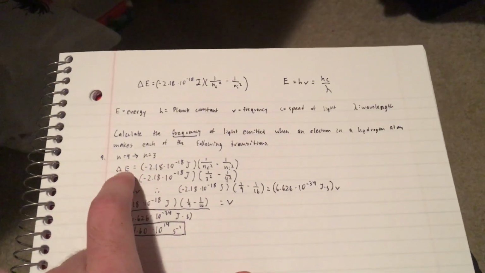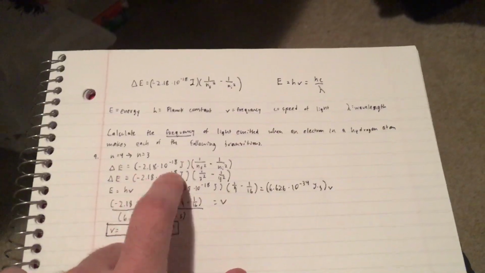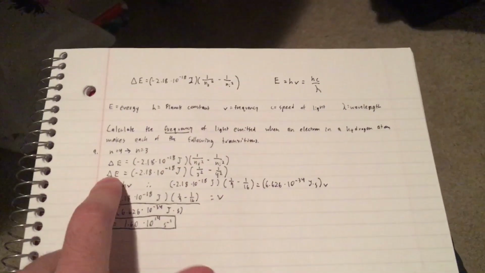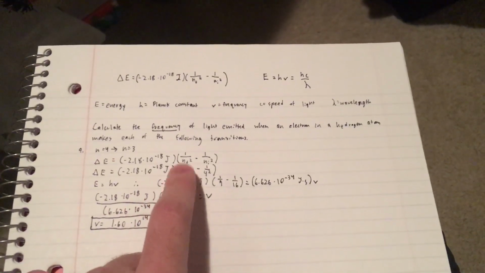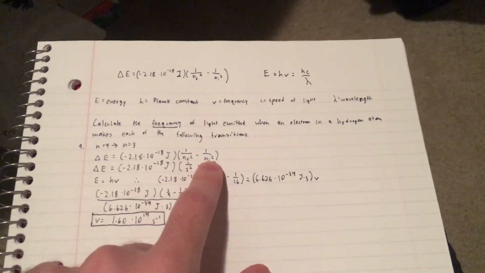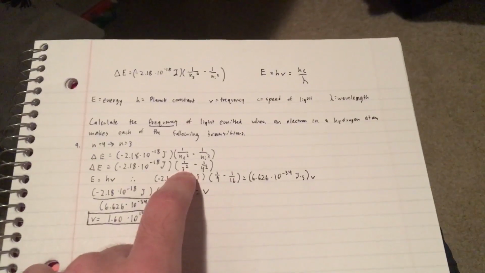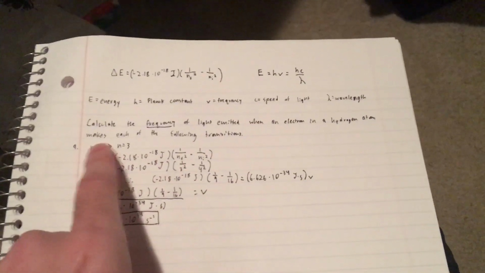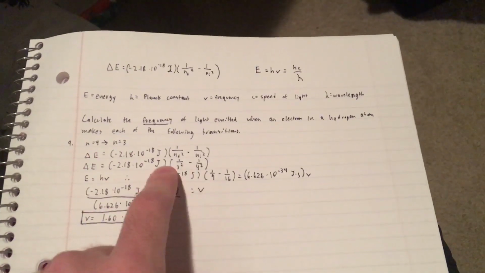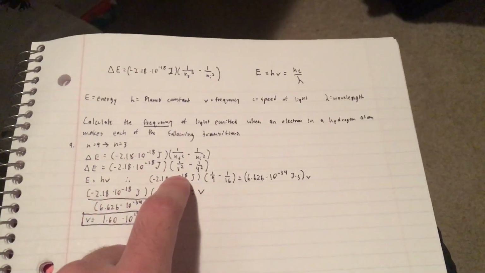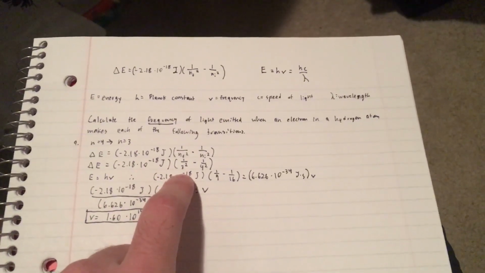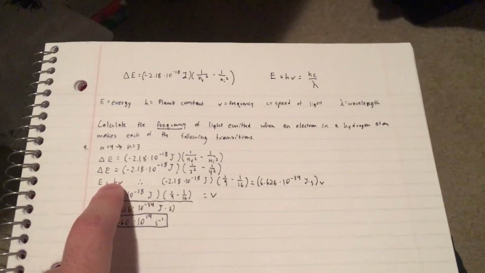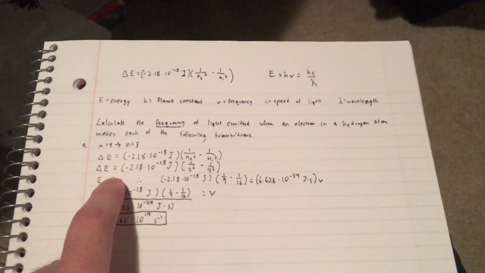Here we have delta E is equal to negative 2.18. This is just the equation up there. I just rewrote it. And here, the next line, I rewrote the same exact equation, but instead of having n final squared and n initial squared, I had our n final and n initial plugged in. Our initial is 4, since that's where we start off, and our 3 is our final, because that's where we end up.